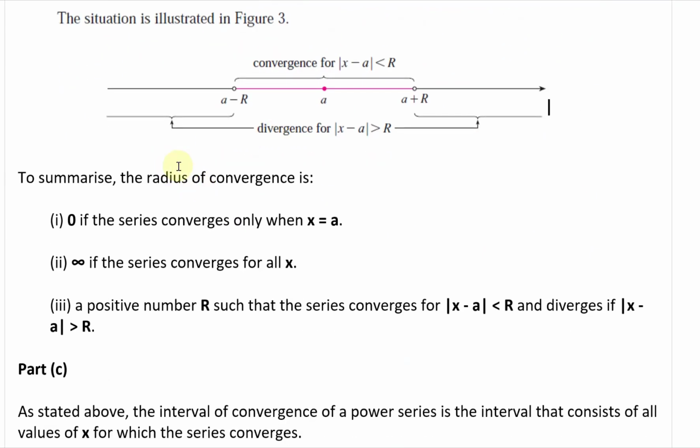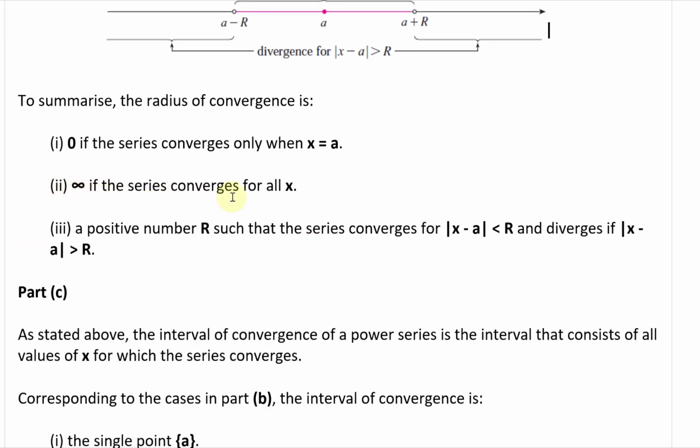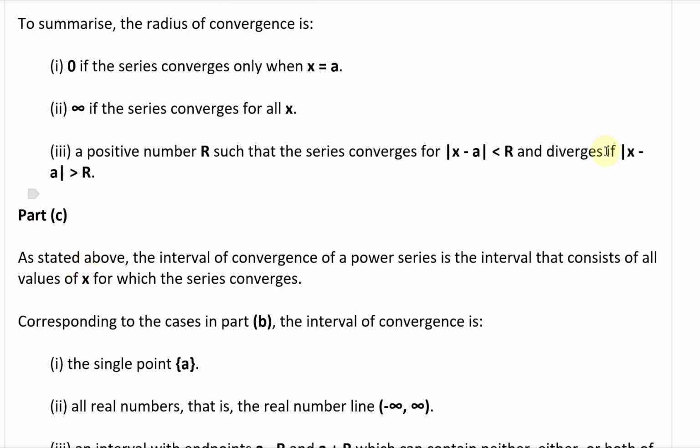So yes, to summarize, the radius of convergence is equal to 0 if the series converges only when x equals a, is infinity if the series converges for all x, and is a positive number r such that the series converges for absolute value of x minus a less than r, and diverges for absolute value of x minus a greater than r. And just to make this appear better, I'll just write for the case, so that this doesn't get split onto a new line. So this is just for the case absolute value of x minus a is greater than r.